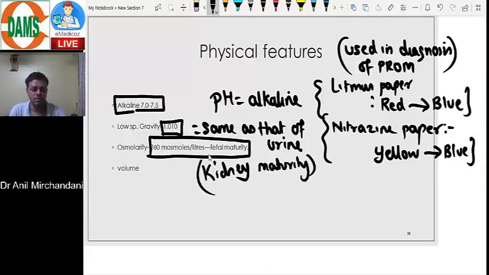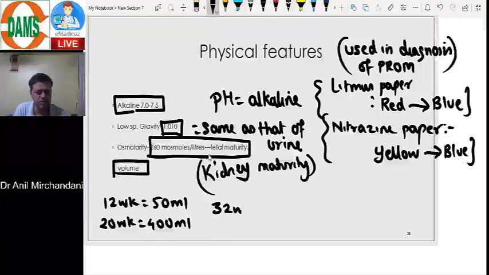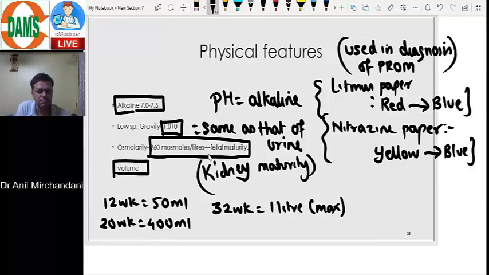Okay. Yes, osmolarity 260 will tell us that the fetus is mature, kidneys are mature. Volume. Let's talk about the volume of amniotic fluid. At 12 weeks, it is 50 ml. At 20 weeks, it is 400 ml. At 32 weeks, it is 1 liter. This is considered as maximum. At 40 weeks, it is 800 ml.